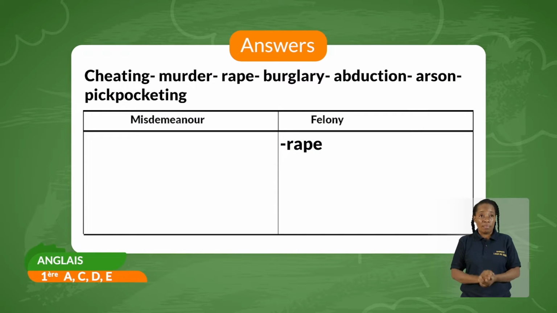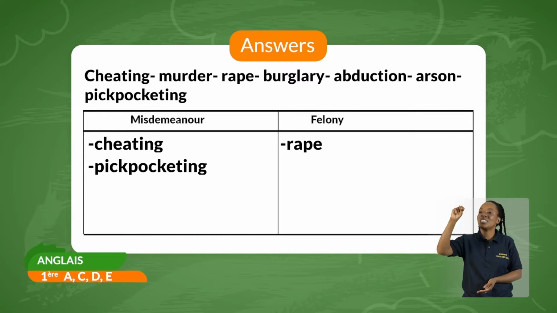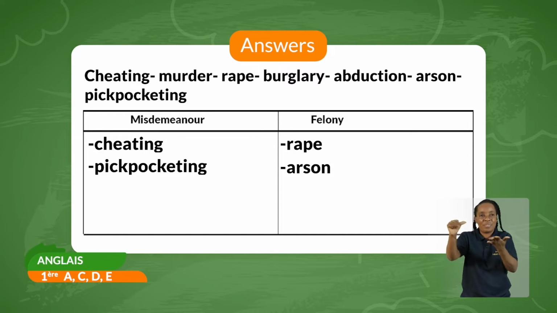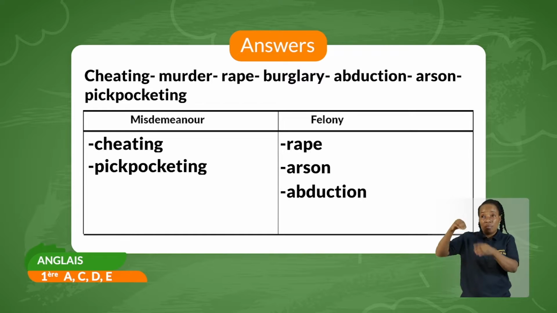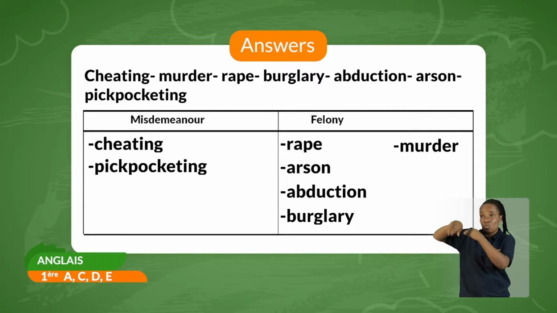Okay, now let's look at the correction. In the misdemeanors, we have only two: cheating, which is something really small, a minor crime, and pickpocketing also. But in the right column, we have rape, arson, abduction, burglary, and also murder, which are really serious crimes.